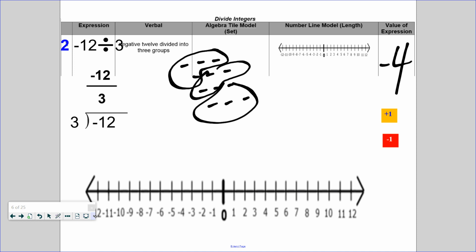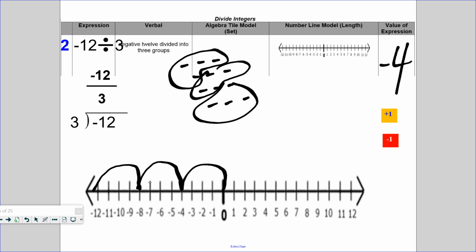How would I represent this on a number line? Here from 0 to negative 12. Can I divide this into 3 equal groups? One group, two groups. Each group equally has negative 4.